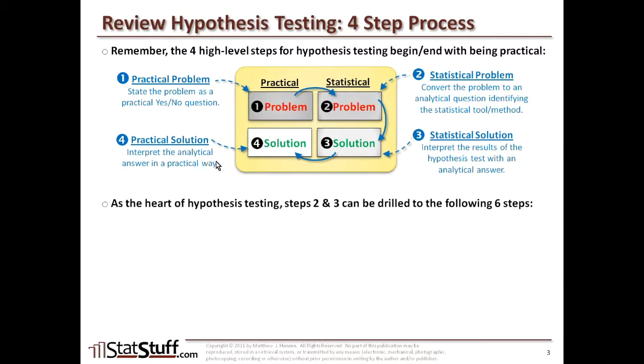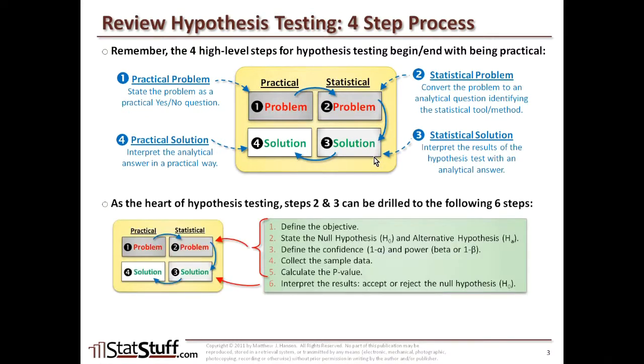And at the heart of doing the hypothesis testing, for steps 2 or 3, that's where we drill down to 6 additional sub-steps in order to figure that out. It starts off with defining the objective. Then we state the null and the alternative hypotheses. Then we define the confidence level and the power levels based off of the alpha and beta risks that were identified. Collect the sample data, and calculate the p-value. All these are part of building this statistical problem. Then once we've done that and run the test, we interpret the results. This is the point where we decide whether we're going to accept or reject the null hypothesis. This is what we'd follow when we want to go through the formal hypothesis testing.